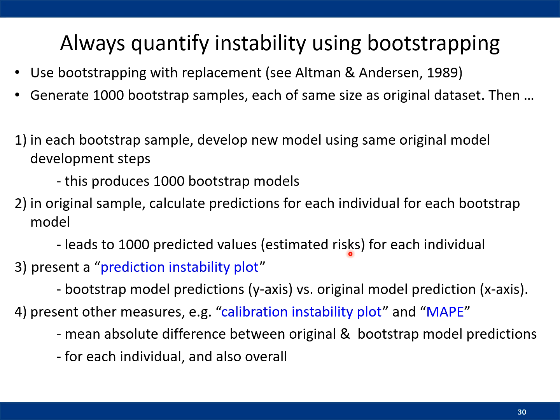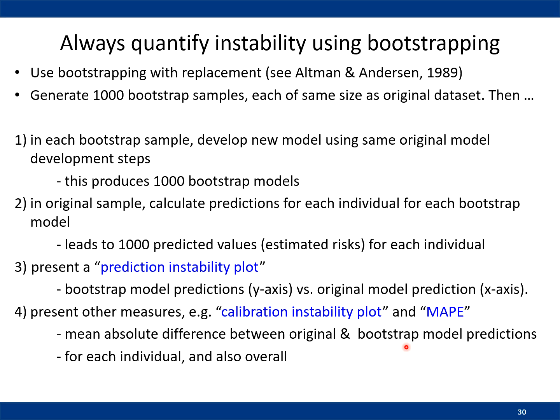And so we can plot a prediction instability plot. This is the bootstrap model predictions on the y-axis versus the individual's original model predictions on the x-axis, and we can do that for every single individual. We can also look at other instability. So what's the instability in the calibration curve? What's the instability in the MAPE, the mean absolute prediction error, the mean absolute difference between the original and the bootstrap model predictions?